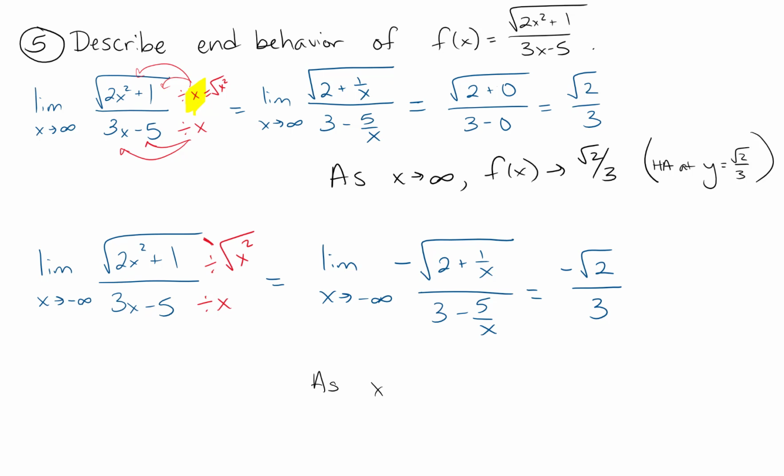So now I can say as x approaches negative infinity, our function approaches negative square root of 2 over 3, which corresponds to a horizontal asymptote at y equals negative square root of 2 over 3. We can take a look at a graph of this to verify it if we don't believe what's going on.